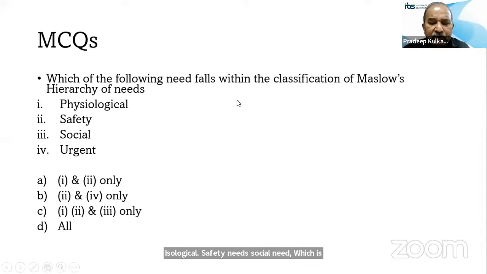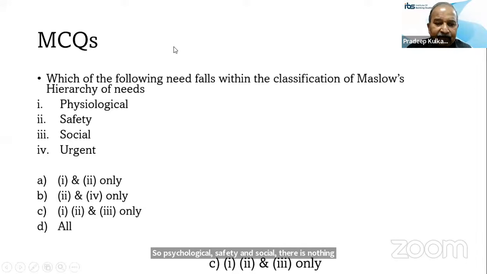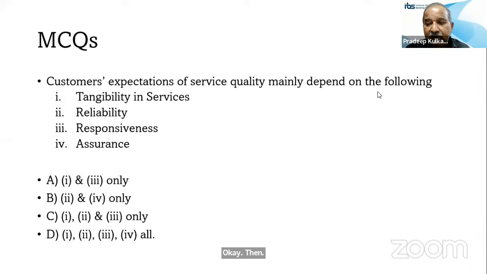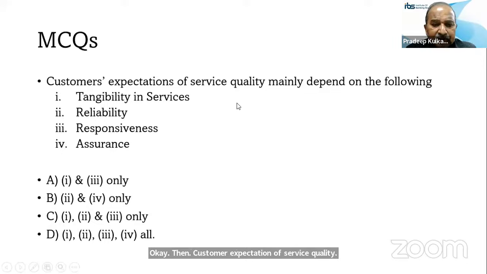Which need falls within the hierarchy of needs? So psychological, safety and social. There is nothing like urgent need in Maslow's hierarchy of needs. Okay. Then, customer expectation of service quality mainly depends on the following thing. Which thing does it depend on?